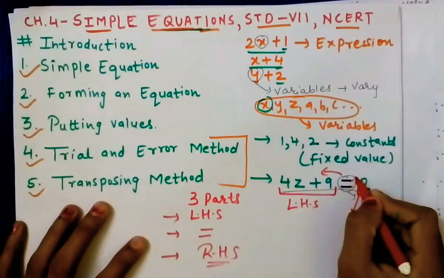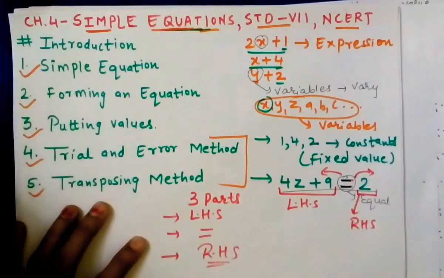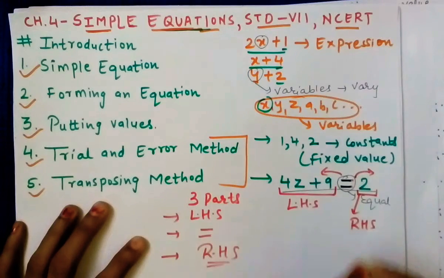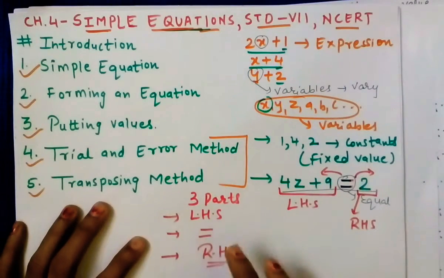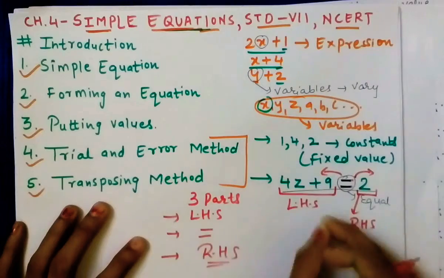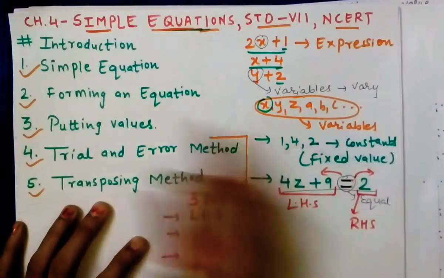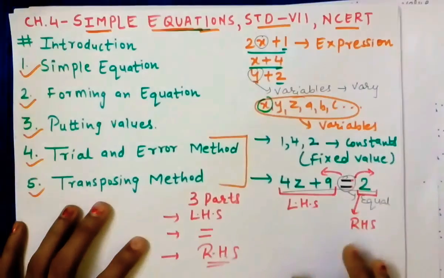And the part which is on the right side of the equal to sign is called RHS, meaning right hand side. So this way an equation is formed, and these are the three parts of an equation: LHS, equal to sign, and RHS. If you see an equal to sign in any expression, that is called an equation. So now you understood what an equation is.